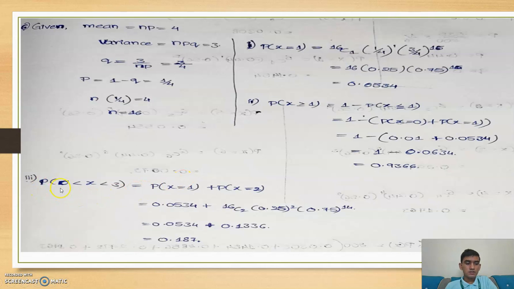Next is P of x lies between 0 and 3, that is P of x greater than 0 and less than 3. So P of x is equal to 1 plus P of x is equal to 2. Substituting the values, 0.0534 plus 0.1336 is 0.187. So this is how we solve the numericals with mean.